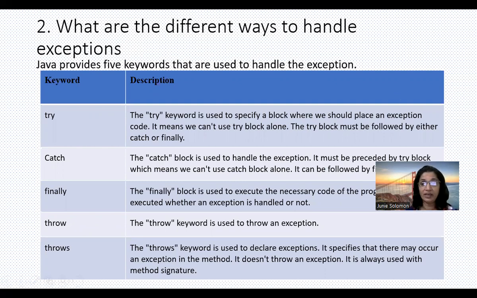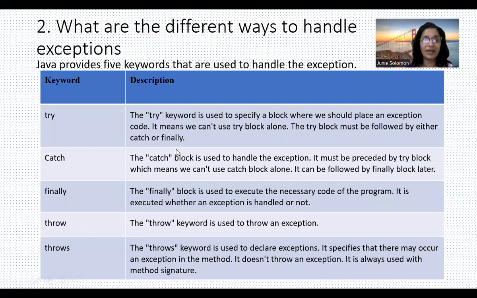The 5 keywords are, first, try. Anywhere you have a problem, you should put that line inside the try. The try keyword is used to specify a block where we should place exception code. It means we can't use a try block alone. A try block must be followed by either catch or finally. So this try block is dependent on catch or finally. Either one should be written, or both can also be written.